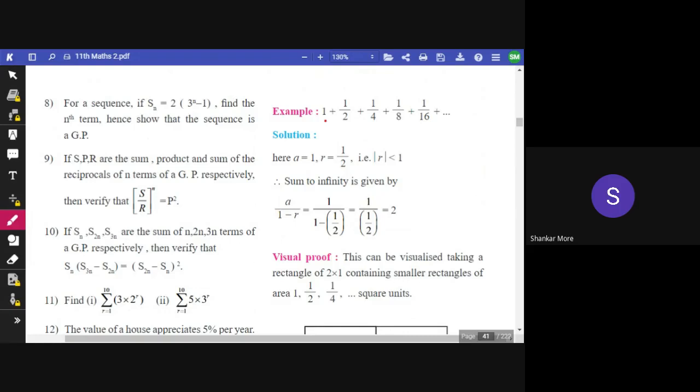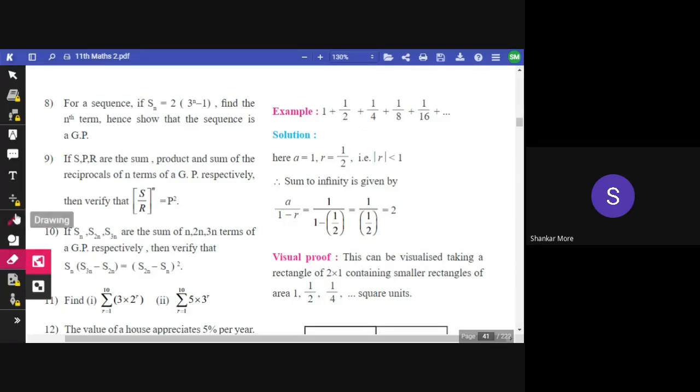Mod of r means whatever the sign is, it doesn't matter. We are just going to take r as positive only. So sum of infinity is given by a by 1 minus r, that is 1 by 1 minus 1 by 2, that is 1 by 1 by 2, which equals 2. So the sum of infinite terms of this series is 2. In this way, we can find the sum of infinite terms.